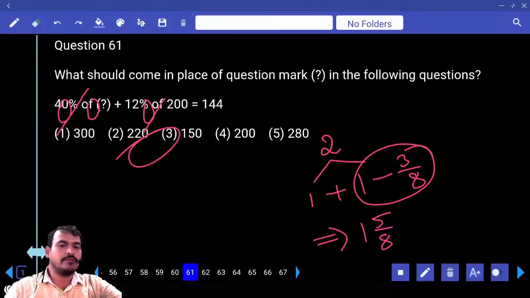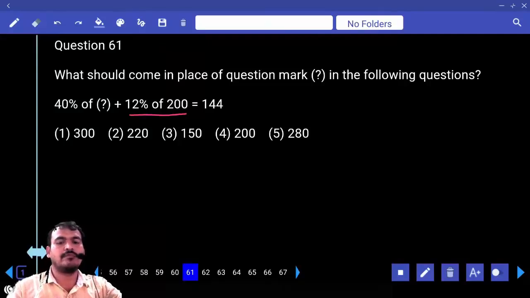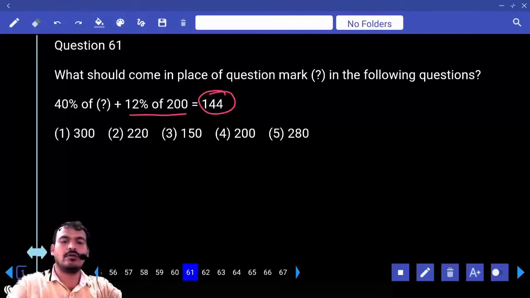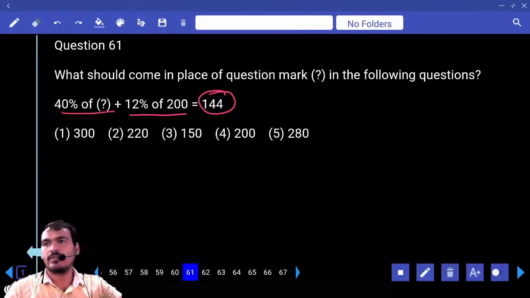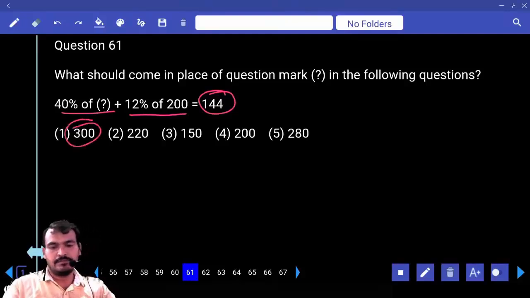Next, question number 61. First priority, 12% of which value? 200. 12% of 200 is 24. 144 minus 24, 120. That 120 is equal to 40% of something. 40% of something equals 120. 120 means 4 into 3 times. Okay, answer 300.